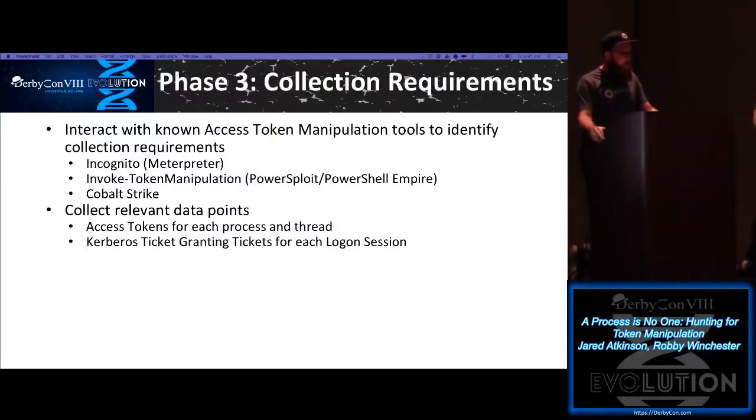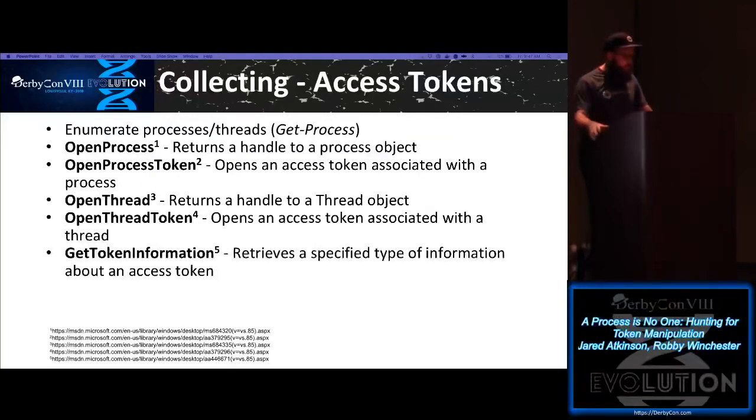And so here we go through and start interacting with different tools, collect relevant data points. Ultimately, we found that access tokens for every process and thread are very valuable for identifying this type of activity. And then we found out that Kerberos tickets for each logon session might be interesting, and I'll show why in a second. And so collecting access tokens, we end up writing a PowerShell script that's going to do this. You enumerate every process, you open every process, query its token, and then you enumerate every thread and then query its token. If the thread has an impersonation token, it will return.